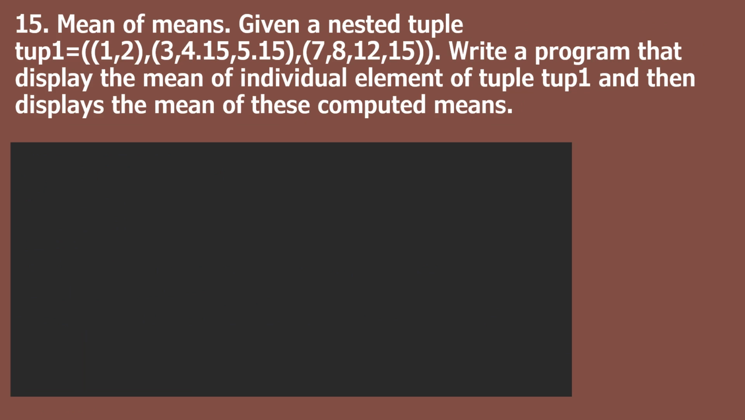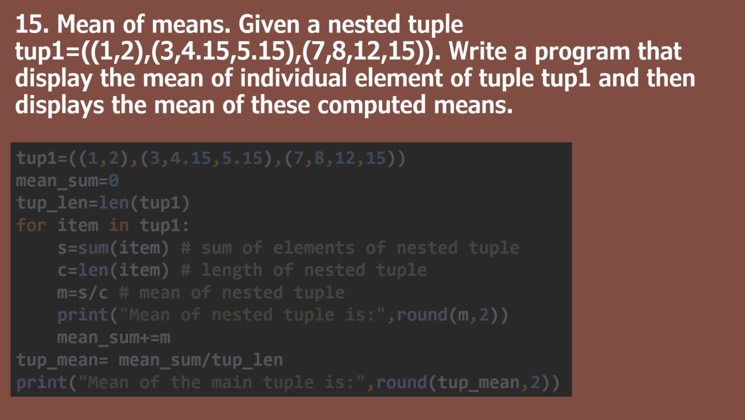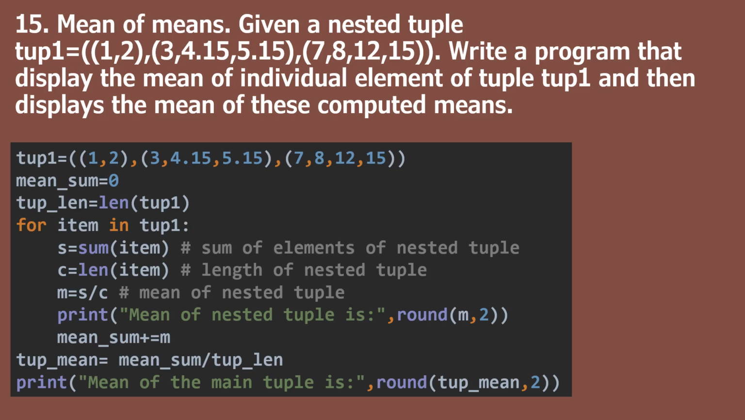Now mean of means you have to find out. Given a nested tuple tup1 having these values, write a program that displays the mean of each individual element of the tuple tup1 and then displays the mean of these computed means. Actually there are 3 elements in this tuple tup1 and each element is again of type tuple, having some 2 or 3 values. So tup1 is like this.